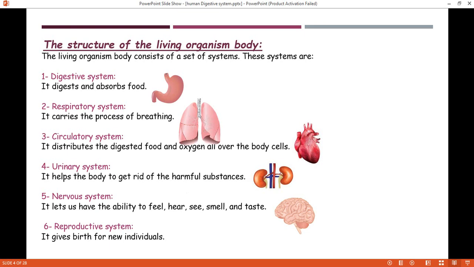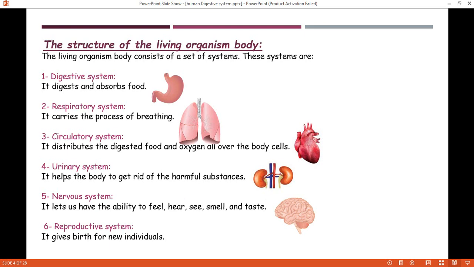Okay. And number 5, nervous system. The brain is the main organ for the nervous system. It lets us have the ability to feel, hear, see, smell, and taste. So all the 5 senses. Taste, smell, see, hear, and feel.